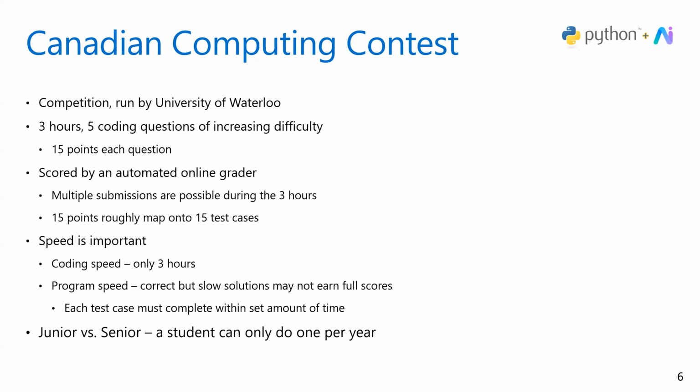So once you have your code for a given question, you submit it to an online grader. It will grade your question in less than a minute, and you are allowed to submit multiple times until you get your best score out of all your submissions. 15 points per question roughly maps to 15 test cases. So your code needs to pass, from simple to complex, usually 15 test cases.